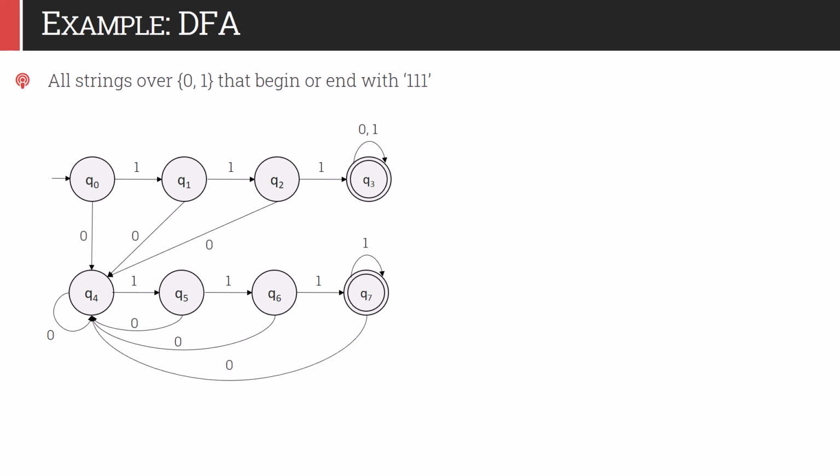And in the same way, from Q4, if we read 0, it is going to Q4. Okay? So this DFA will ensure that the string would either end in 111 or begin with 111. If it begins with 111, then it will follow the Q0, Q1, Q2 path. And if it is ending with 111, then it will follow Q0, Q4, Q5, Q6, Q7. At any intermediate state, if we are reading an inappropriate symbol, then it will come back to Q4.